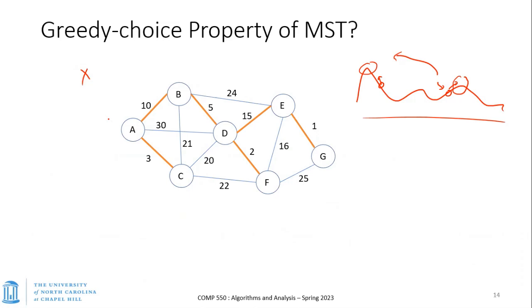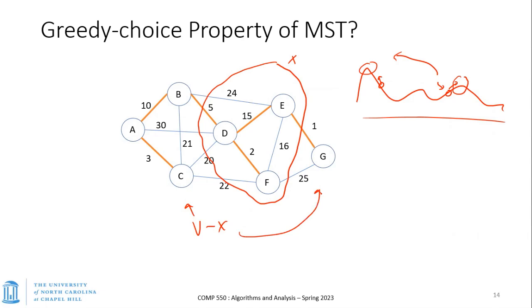E, D, and F. Okay, so here's a tricky one. Let X be these vertices, and V minus X is everything outside. It's now in two parts. Now we pick the set of edges which are connecting X to V minus X. Can you point this out?